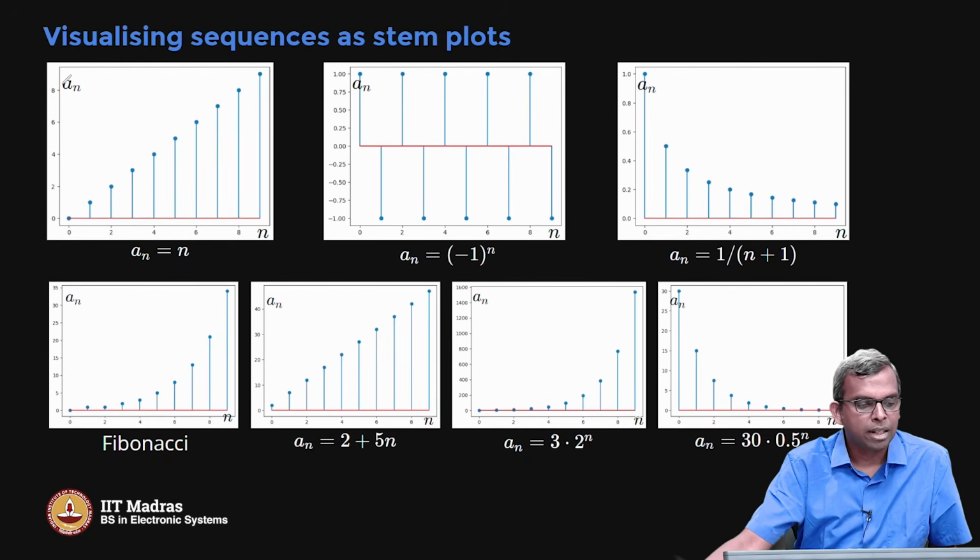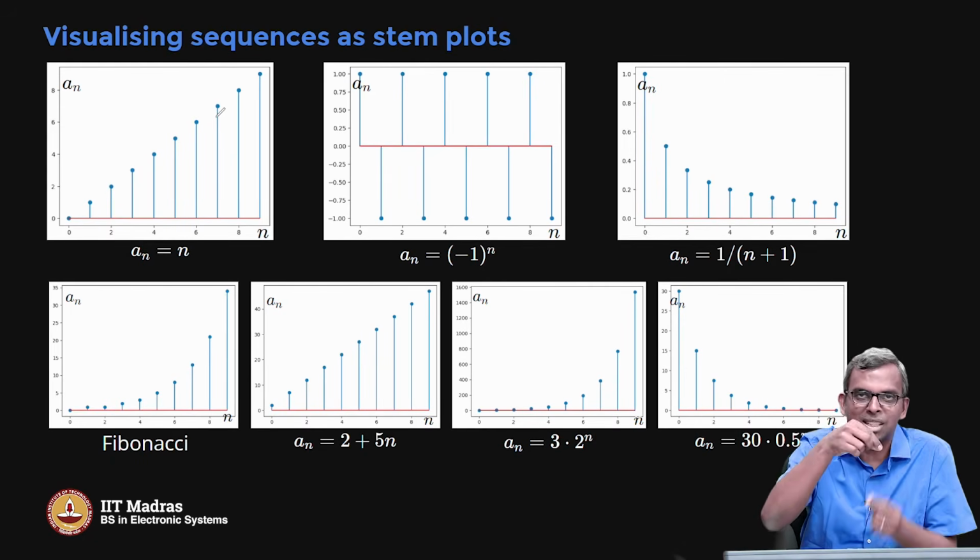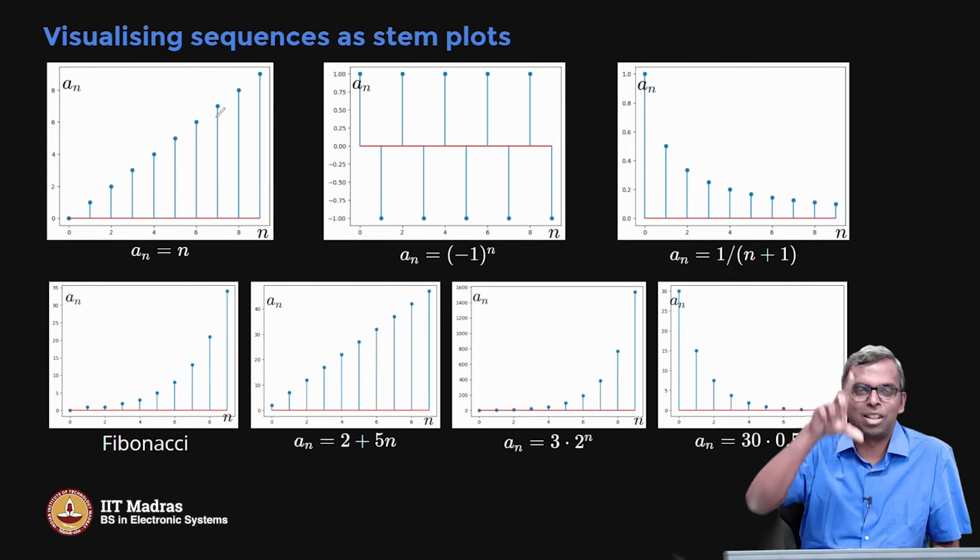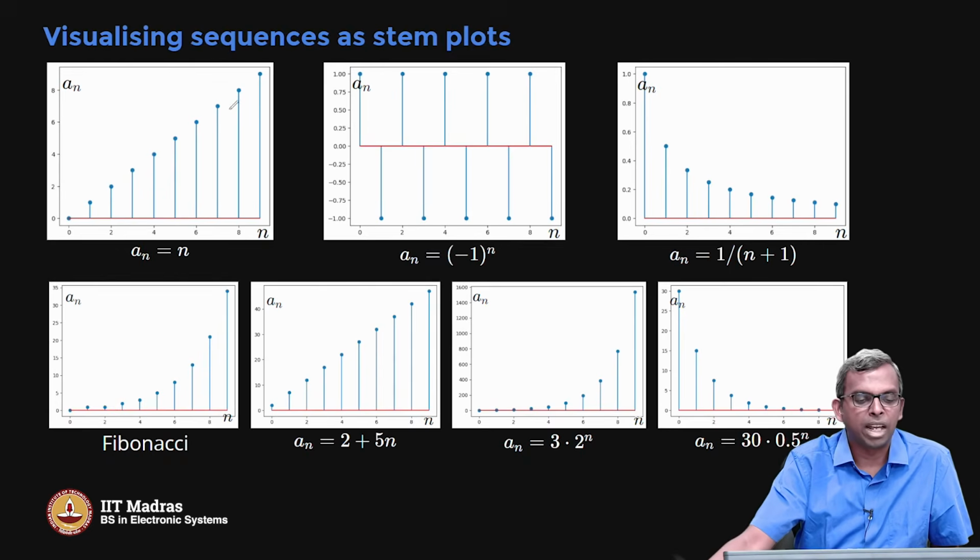So you notice here, if a_n is n, n equals 0, it's a stem of height 0. n equals 1, it is a stem of height 1. n equals 2, it is a stem of height 2, and so on. So you can see these are called stems. These are like little pins with needles that you plant there. The height determines the value of a_n. Okay, simple, isn't it? So a_n equals n has this very simple looking stem plot.